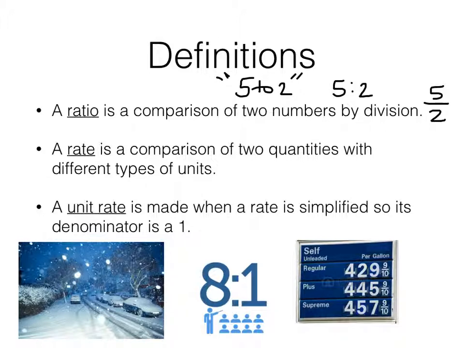Could be 5 pineapples to 2 something else, which brings me to a rate, which is a comparison of two quantities with different types of units. So that would be if we had a situation where we had $5 for 2 pounds. That would be a way that this ratio of 5 to 2 could be a rate with two different units. Now, if you take that and you simplify it so the denominator is a 1, you get a unit rate, which is where you have per 1.